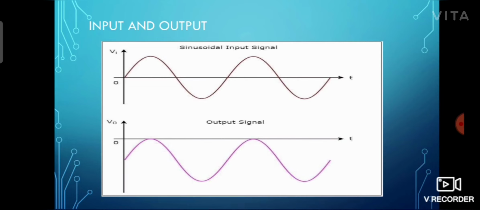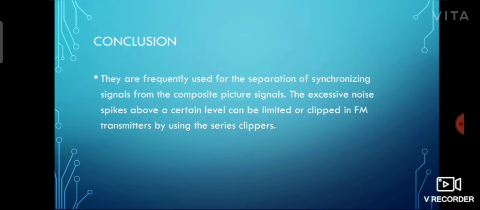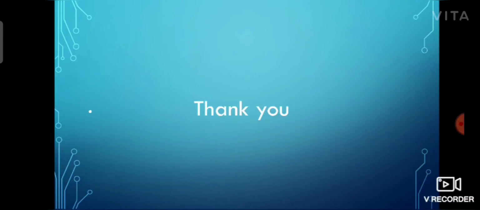In conclusion, I conclude this clipper and clamper topic by saying their uses. They are frequently used for separation of synchronizing signals from the composite picture signals. Excessive noise spikes above a certain level can be limited or clipped in FM transmitters by using series clippers.